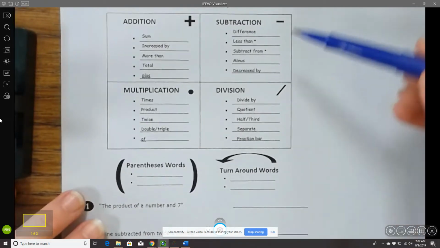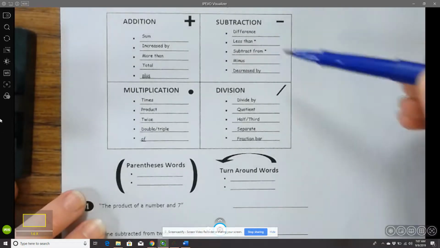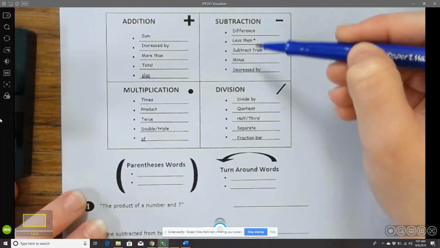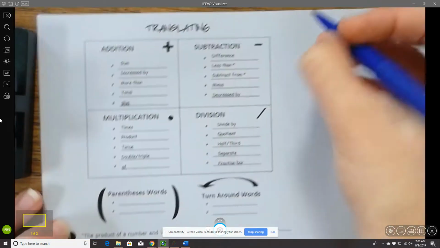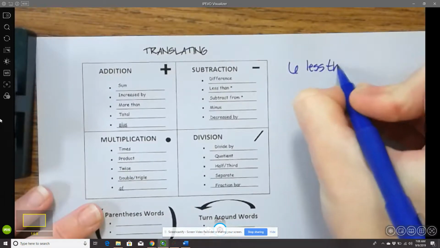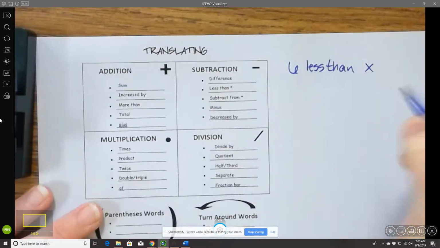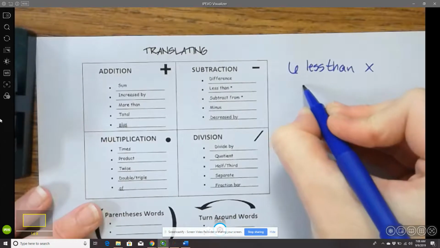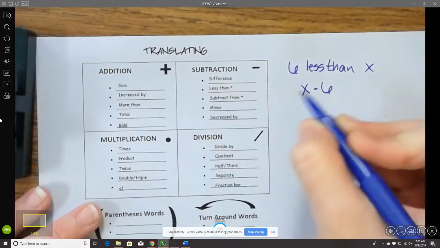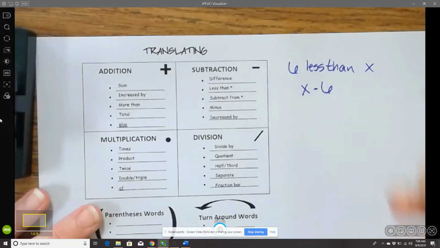Subtraction words are difference, less than, subtract from, minus, and decreased by. And these have a little star behind them because if it says 6 less than x, you're going to write it backwards than what you say it. So you would write x minus 6. The same with subtract from. 6 subtracted from x would be x minus 6.